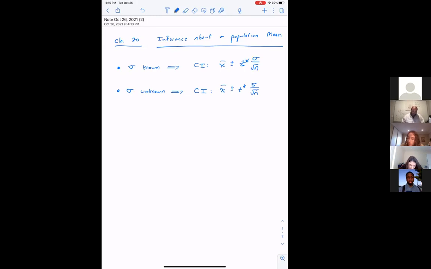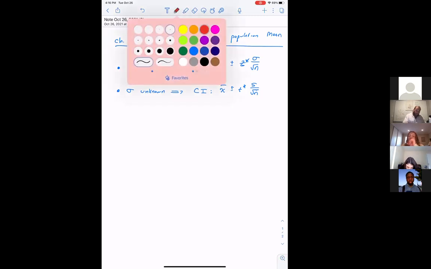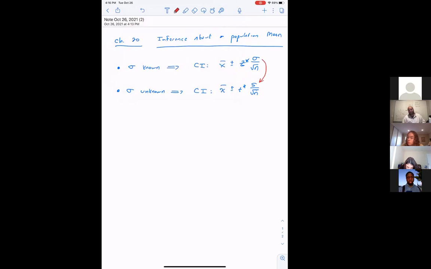So we make two changes. The first change is the obvious one. If you don't know sigma, you can't use it. So what do you do if you want a formula that normally has sigma, but you don't know it? The answer is you approximate it. And the best thing to approximate the population standard deviation with is the sample standard deviation. So you replace sigma with s. The other change is we replace z star with t star.